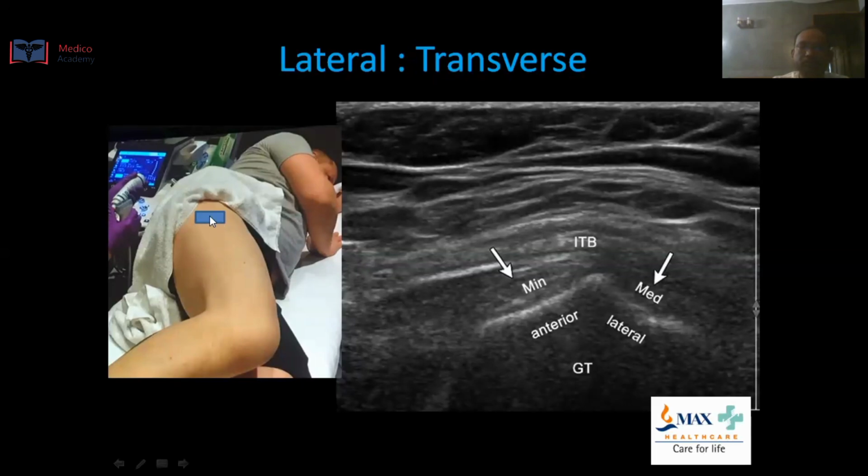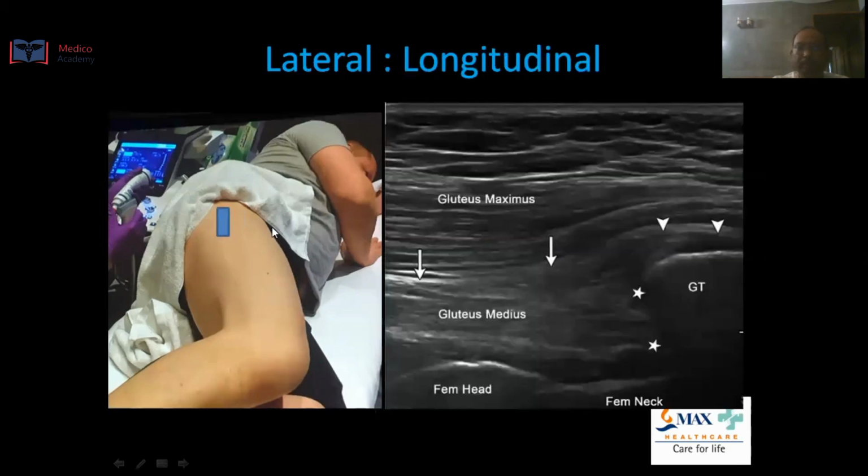The probe should be kept in the short axis view, where you are able to see the protuberance of the greater trochanter. This is the anterior aspect, and this is the lateral aspect of the trochanter, where the anterior aspect gluteus minimus and the lateral aspect gluteus medius are attached, over which lies the iliotibial band. In the lateral longitudinal view, the probe should be kept longitudinally, where you are able to see the gluteus medius. This is the greater trochanter, this is the attachment, this is the femoral head, and the gluteus maximus goes over this and attaches posteriorly.